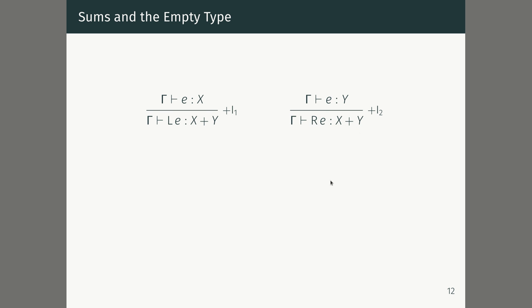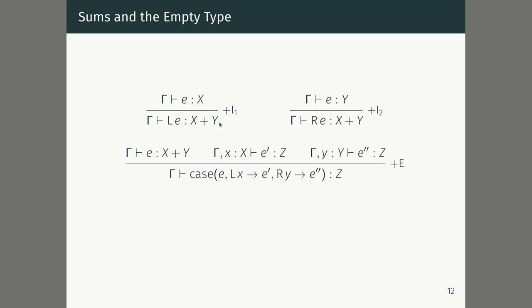And if you have this piece of tagged data, what you're allowed to do is say, well, if I have something of the type X plus Y, I can check the two branches of this case statement. In the first branch, labeled e prime, we're going to do a pattern match, and we're going to bind the value that was under the tag to the variable x, and then we're going to show that e prime has the type Z.